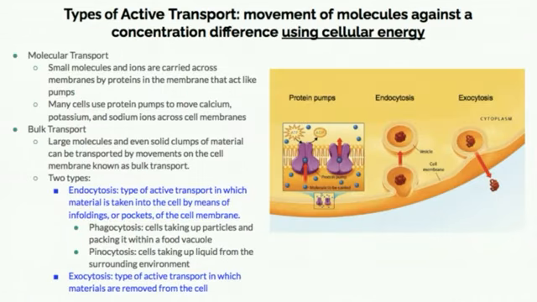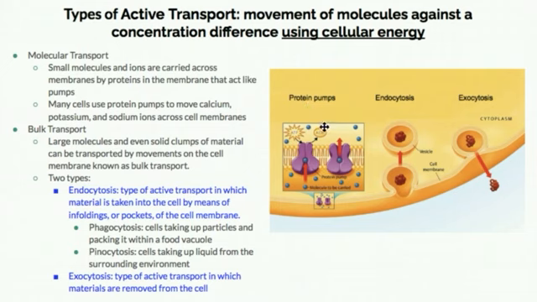So now we're going to look at types of active transport. Again, that's movement of molecules against a concentration difference using cellular energy. We have two types, molecular and bulk transport. Molecular is whenever you have small molecules and ions which are carried across the membrane by proteins in the membrane that act like a pump. Many cells use protein pumps to move calcium, potassium, and sodium ions across cell membranes. So here's that example here.